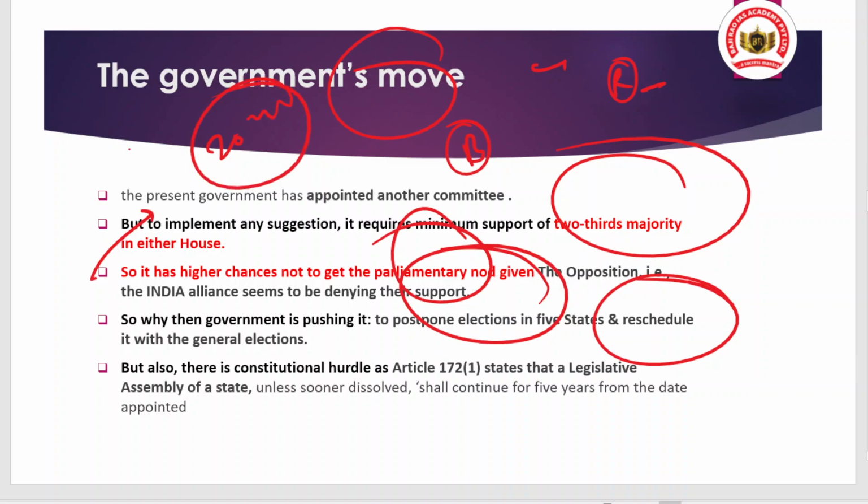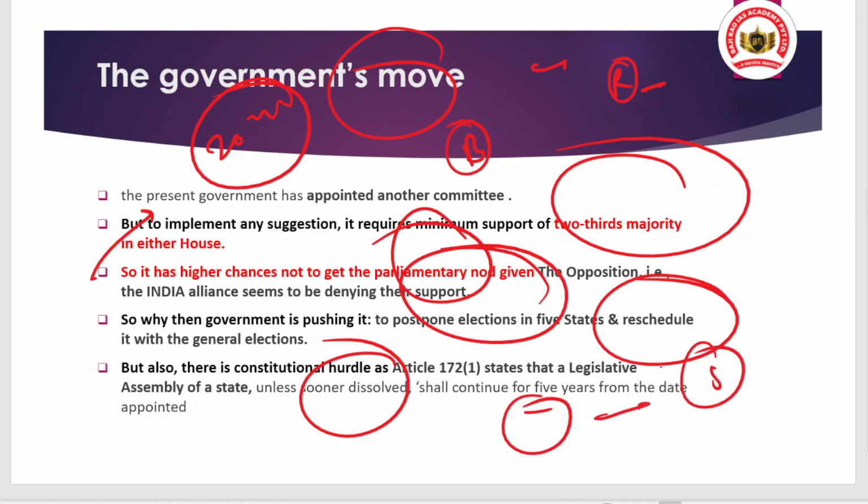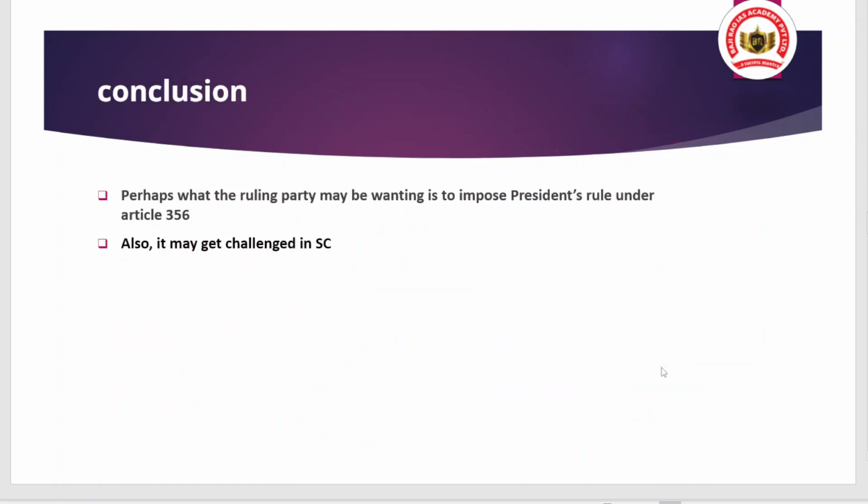Okay, but there is also a constitutional hurdle if the government is trying to do so, because Article 172 clause 1 states that a legislative assembly of a state, unless sooner dissolved, shall continue for 5 years from the date of appointment. Meaning once the assembly gets constituted, it has a term of 5 years, except if the house gets dissolved. That is the point. Okay, so what is the conclusion?